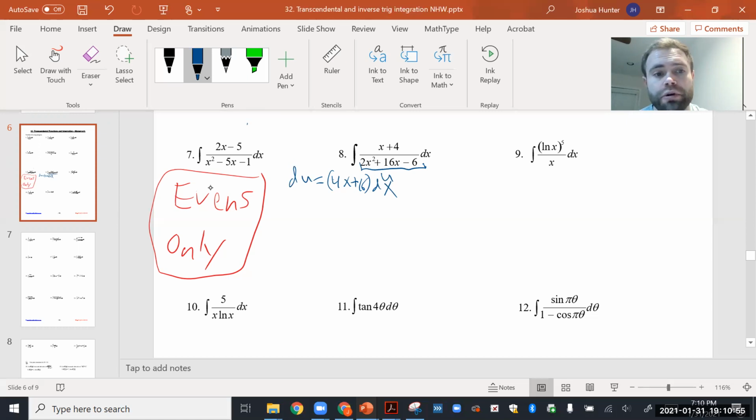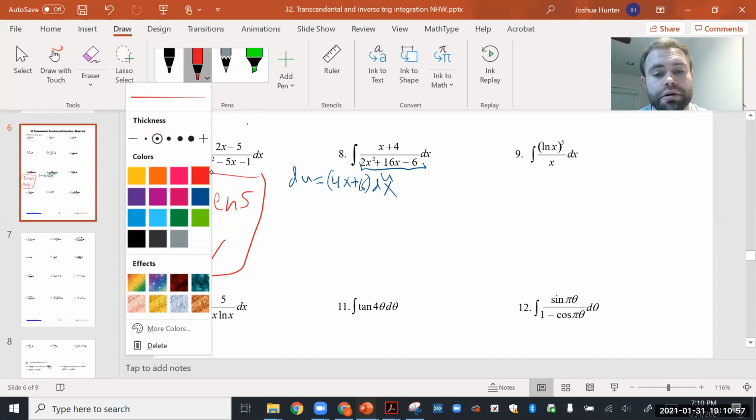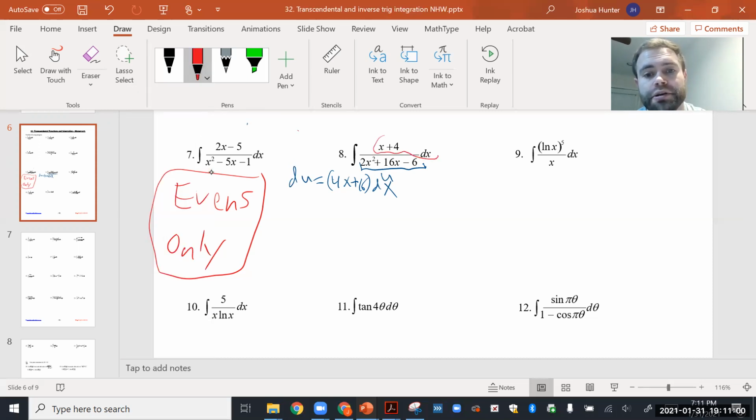Okay, what are the things that we need to replace? We have this x plus 4 and dx. So I want to change this 4x plus 16 into the x plus 4. What am I going to do to get that? I'm going to divide by 4. Once I divide by 4, I get that 1/4 du is x plus 4 dx. Okay, awesome. So x plus 4 dx will get replaced by 1/4 du. That gives us 1/4 integral of 1 over u du.